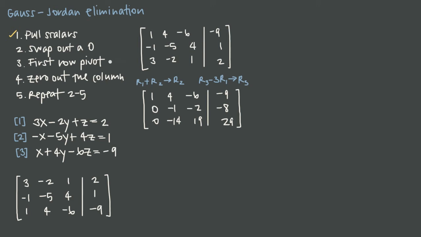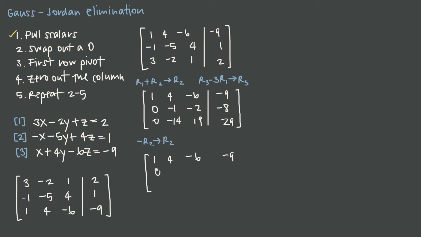Now we need to make a pivot out of that entry, and we want the pivot to be a +1. So we'll multiply through the second row by -1. So that row operation is going to be multiply row 2 by -1 and replace row 2 with that value. The result will be 1, 4, -6, -9. That all stays the same.